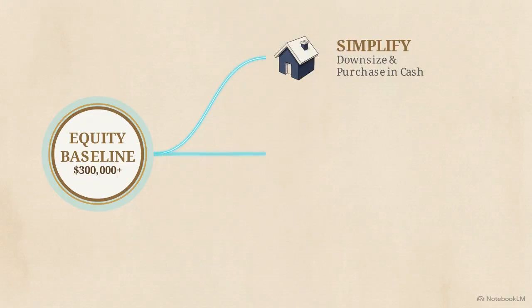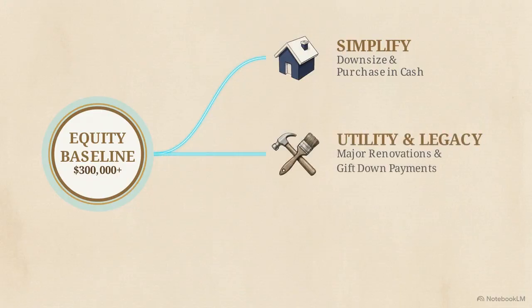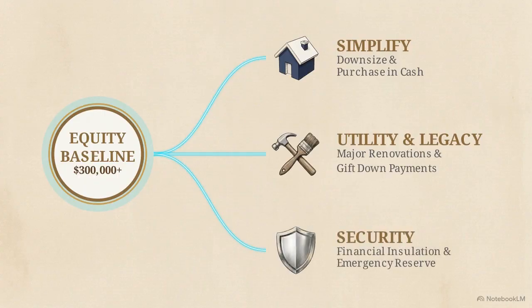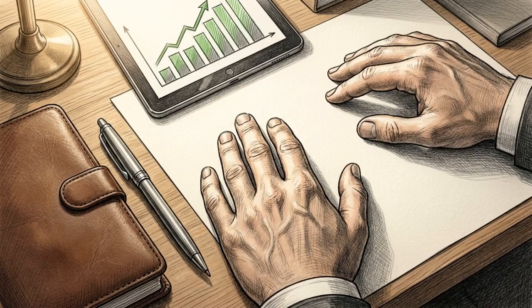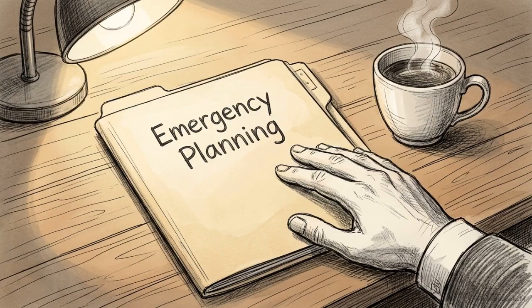Moving to the middle branch, if your goal is to upgrade or support your family, your baseline dictates how far you can go in funding major renovations or gifting down payments. And on the bottom branch, if your goal is strict security, your baseline quantifies exactly how much of a safety net you are holding in reserve. Knowing these numbers early puts you in total control. It gives you the power to make strategic choices, long before a sudden life event forces your hand.